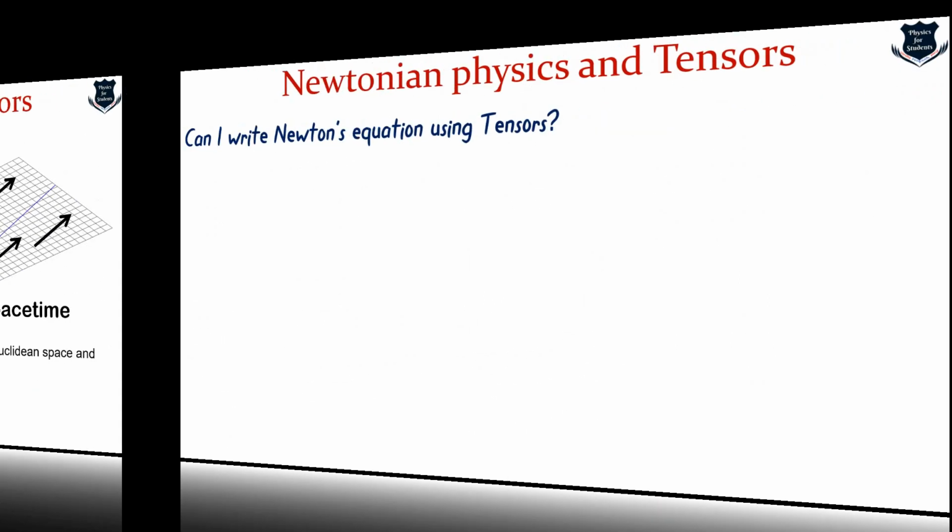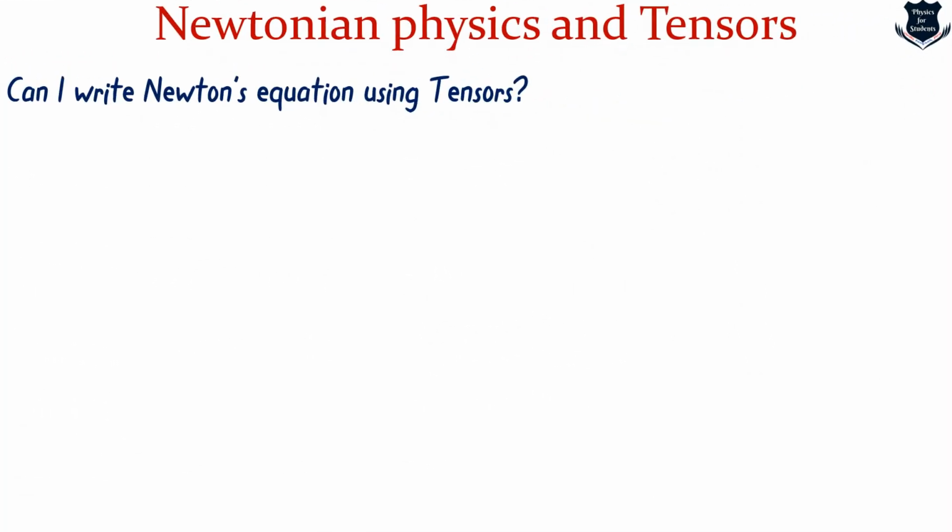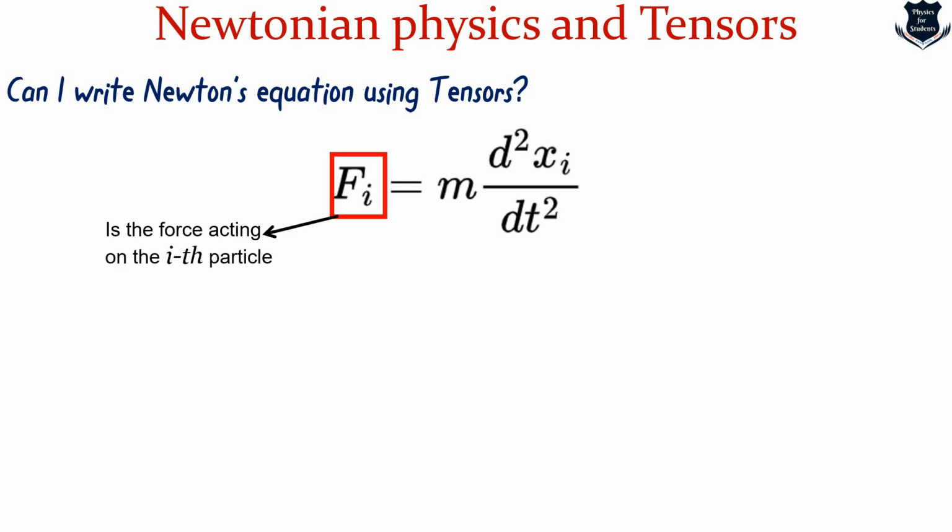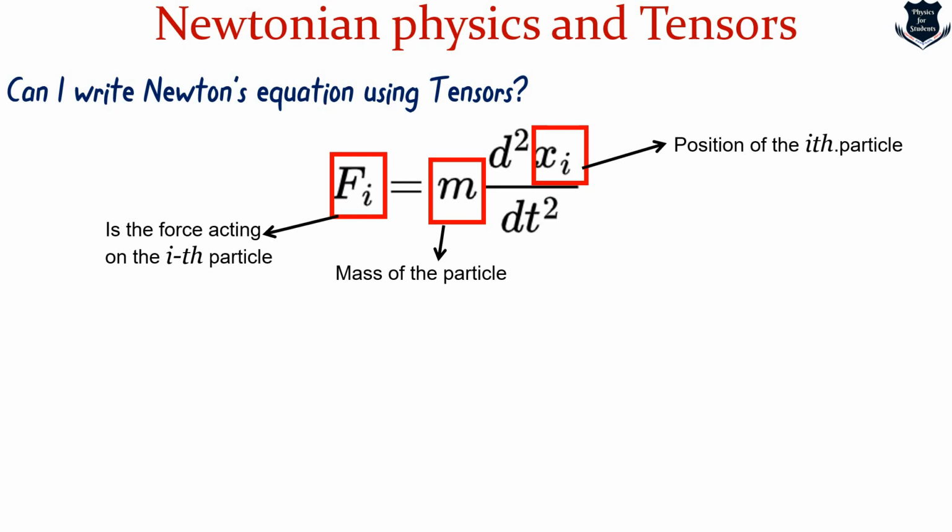But the question arises: can we write any one of Newton's equations using tensors? The answer is yes. Now I will show you this equation. I have just taken this one, the force. Here I have taken multiple particles. So Fi denotes the force acting on the ith particle, m is the mass of the particle, and xi means the position of the ith particle. This entire d squared xi by dt squared, which is a second order derivative, is actually the acceleration of the particle. I have written it just in terms of i, that is the Einstein summation convention.